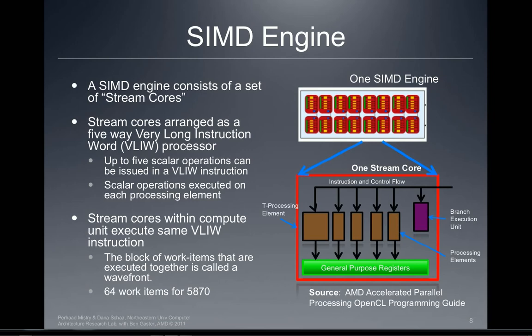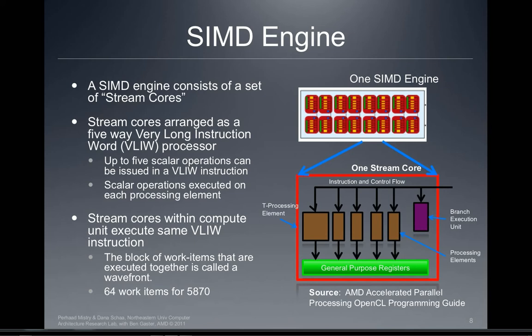One such SIMD engine, of which there are 20 on the AMD GPU, consists of a set of so-called stream cores. These stream cores are arranged as a 5-way very long instruction word processor. That means this is a processor whose instructions can issue 5 scalar operations, as in addition, bit shift or something similar, in one instruction word. These scalar operations are executed on each of the processing elements, that means on each value of your input data array. And all the stream cores in this one compute unit execute the same VLIW instruction.